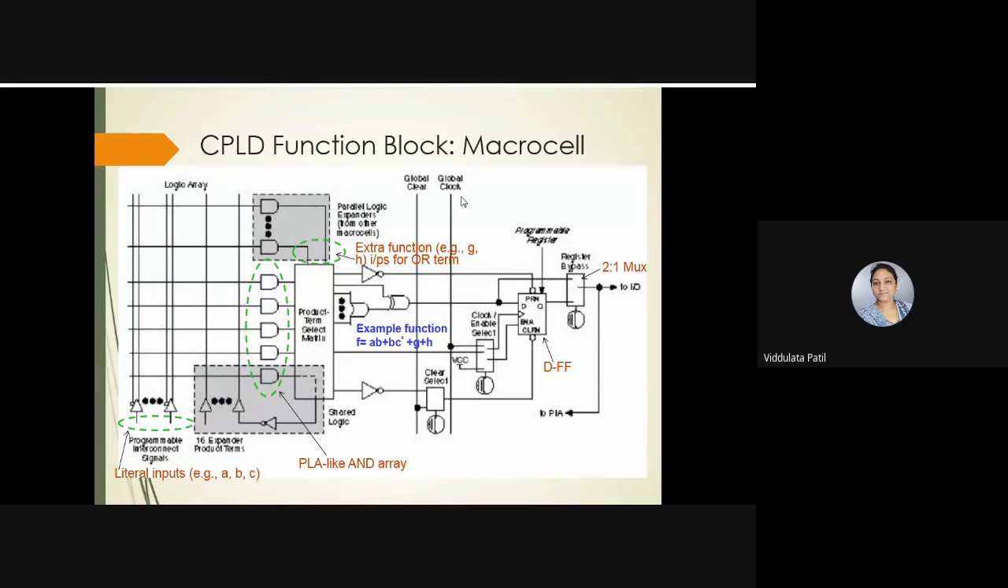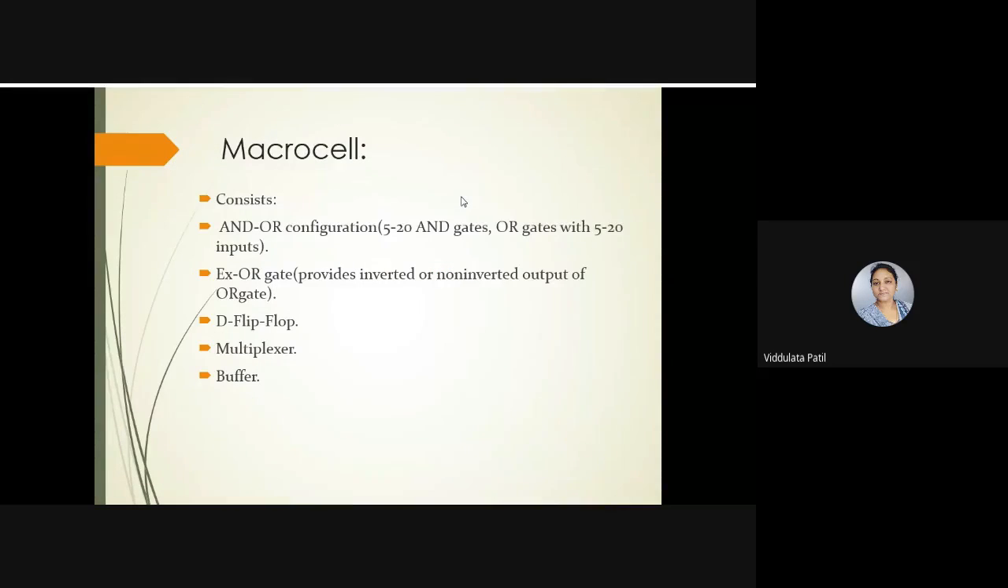Okay, so this is the connection for XC9500. Now, as we discussed earlier, in a macro cell, I am repeating this again, we have AND-OR configurations. Okay, so 5 to 20 AND gates are present, and OR gates with 5 to 20 inputs. Okay, so the OR gates are lesser in number.